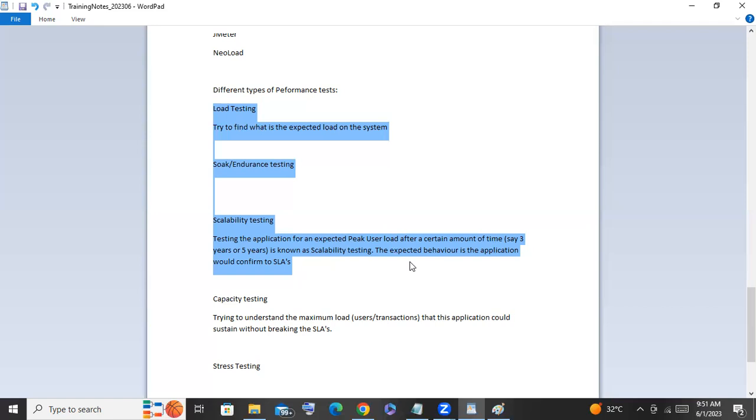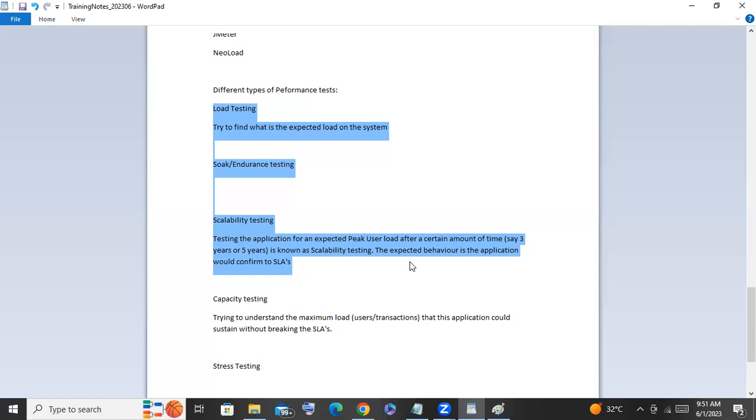For example, you are testing this particular big $1 billion days sale kind of thing. How many days would that last for? 2 days or 3 days, right? Now, if I have to test whether my application would be able to sustain that 2 or 3 days load, then what would I do?